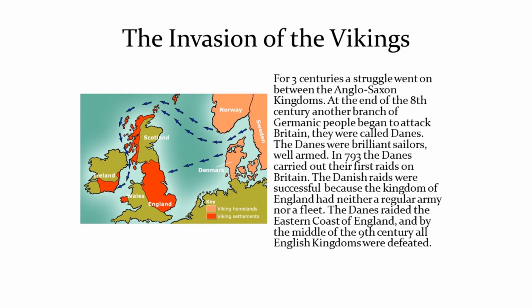For 3 centuries, a struggle went on between the Anglo-Saxon kingdoms. At the end of the 8th century, another branch of Germanic people began to attack Britain. They were called the Danes. The Danes were brilliant sailors, well armed. In 793, the Danes carried out their first raids on Britain.